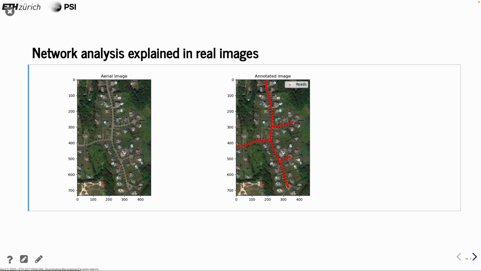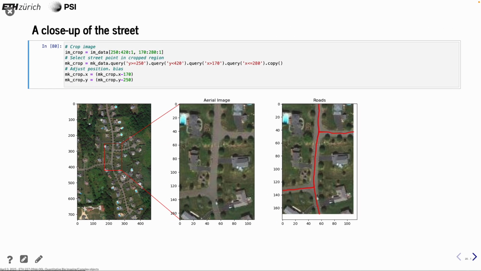Now we want to look at some real images, and in this case we look at this street, where you can see we have the main street and some small branching streets, and it's even annotated so we know what the ground truth is where we have the street. And this one is a little bit too large, so let's just take a small segment of it.